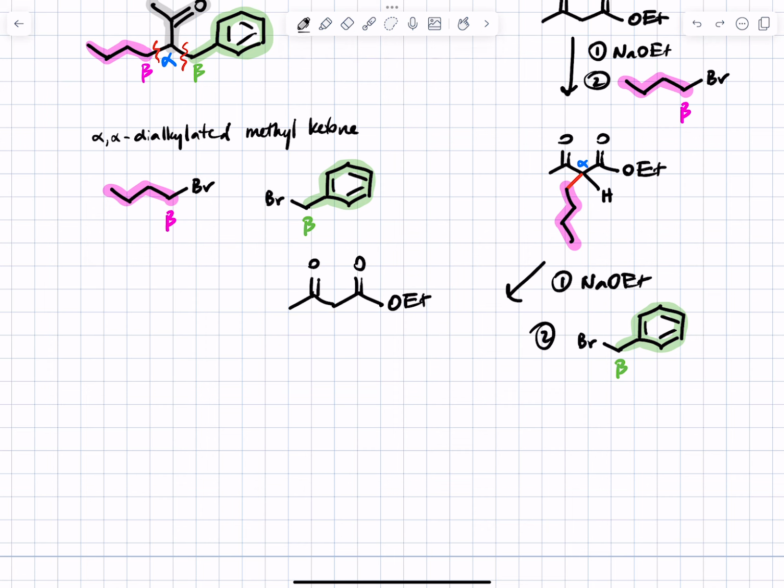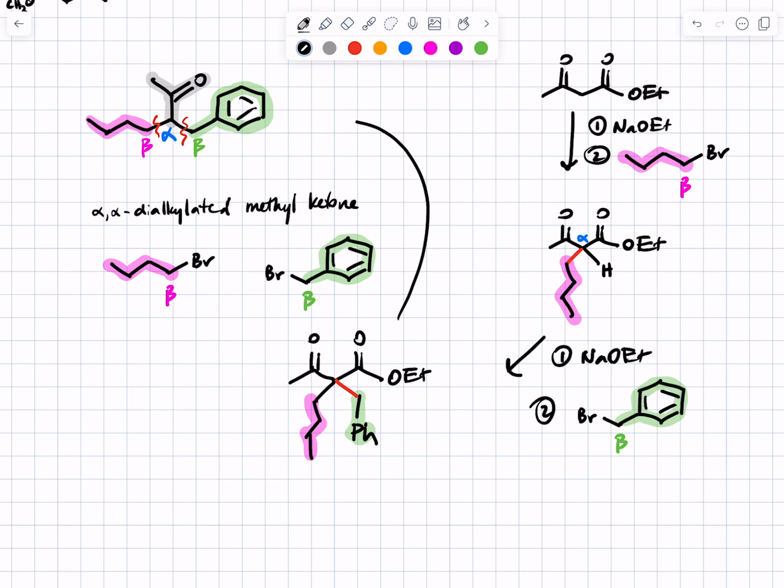And at that stage, I will have made the following. So here's the pink alkyl group, and then the green alkyl group, which we've installed, and I'm just going to represent the rest of the molecule as a phenyl group. Okay, and then from that point on, getting to this product is just a matter of using acid, water, and heat to do the ester hydrolysis, decarboxylation, and tautomerization.